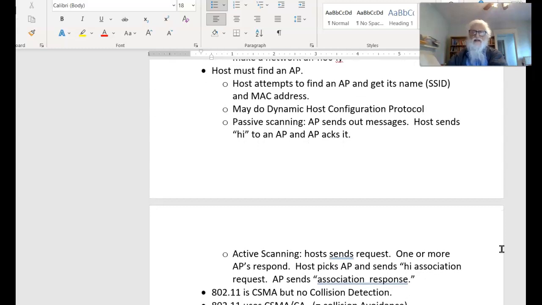802.11 uses CSMA, Carrier Sense Multiple Access. That is what we did with the Aloha network. But there's one thing missing. We don't have collision detection. Instead of collision detection, we have something called collision avoidance, CA.